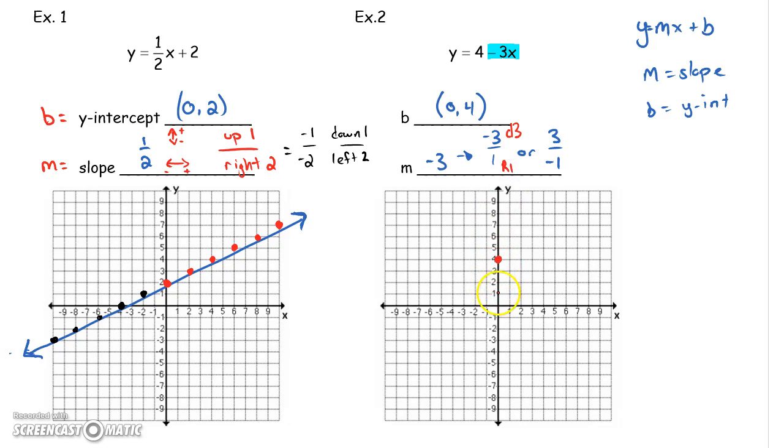Down 1, 2, 3, right 1. Repeat: down 1, 2, 3, right 1, until no more fit. If I would have gone the other way, it would have been up 3, left 1. 1, 2, 3, up, left 1. Again, 1, 2, 3, up, left 1. Take out my straight edge and do my best with the computer screen to go through all of my points, and put arrows on my line.